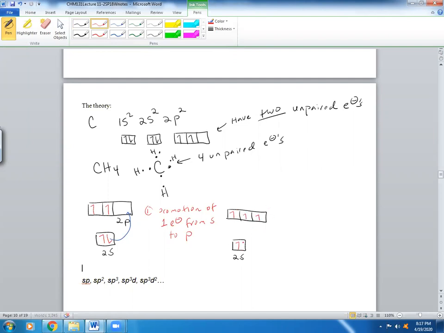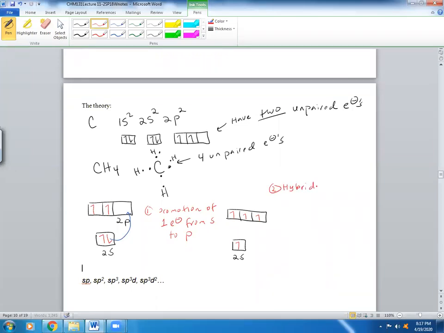Look, count how many unpaired electrons you have. 1, 2, 3, 4. 4 unpaired electrons. Good. However, we're not done yet. The reason why we're not done is because they're on different energies, so they have to be together. So that's where step 2 comes in.